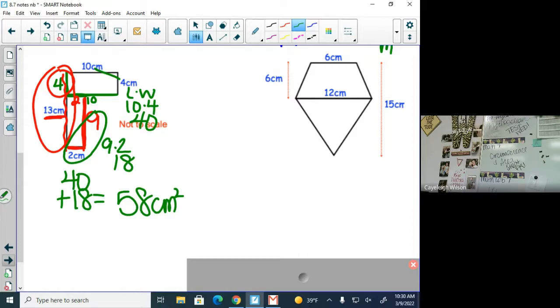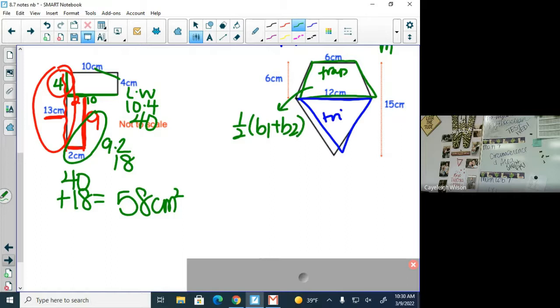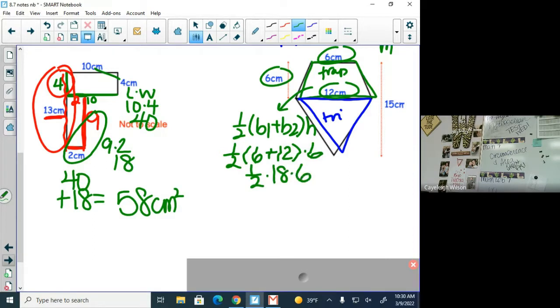All right. So raise your hand. What two shapes do we see here, Preston? I see a trapezoid up at the top, and then this one down here is my triangle. Okay? So trapezoid formula, 1/2 times base 1 plus base 2 times height. I've got base 1, base 2, and the height, so I'm ready to go. So 1/2 times 6 plus 12 times 6. So that's 1/2 times 18 times 6. So that's 54. That's what you should have got for your trapezoid.